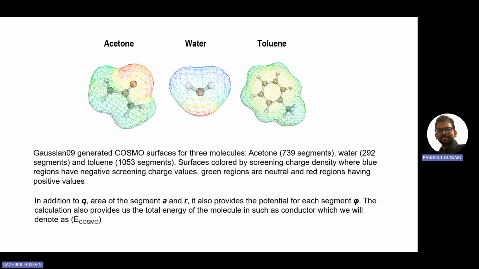The surfaces are colored by screening charge density. Blue regions have negative values, which is true because these are the two hydrogen atoms. Green regions are neutral, so the value is very close to 0, either slightly negative or positive. It is green here in the case of toluene. Red regions are positive values. So oxygen has positive values. Here again, oxygen has positive values.